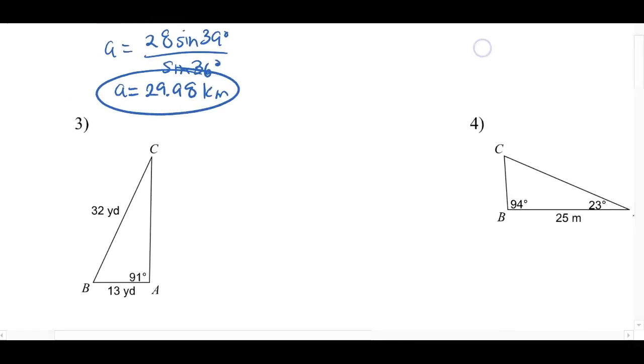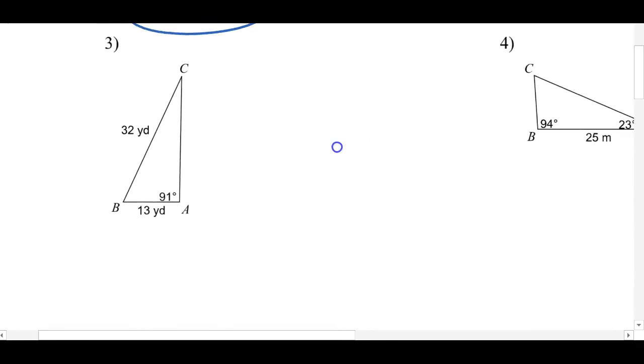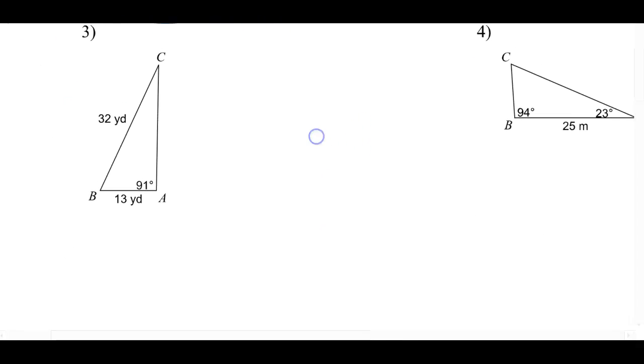Okay, so let's go to number 3. This time we have two sides and then an angle. Again, I've got a pair, so I know I can use law of sines here. That means I need to look for little b, angle b, and angle c. So let's start off with little b.